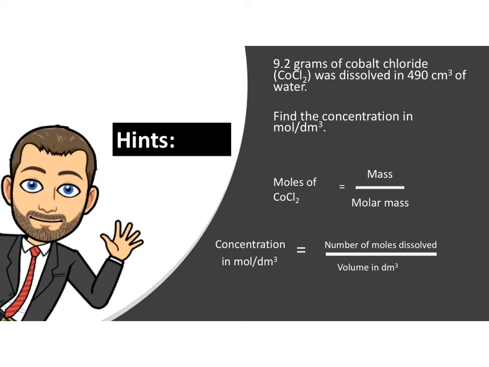So here are some hints. In order to find a concentration, you obviously need to work out your moles of cobalt chloride, and only once you've done that, you need to work your concentration out by dividing that number of moles by your volume, but remembering to convert your volume of centimeters cubed into decimeters cubed. Coming up now are the answers.